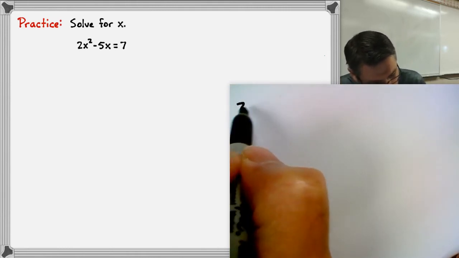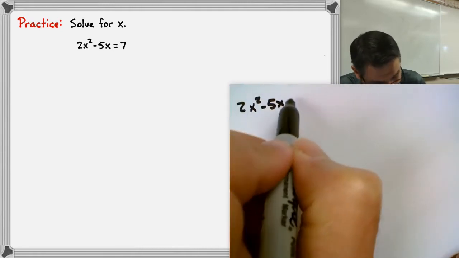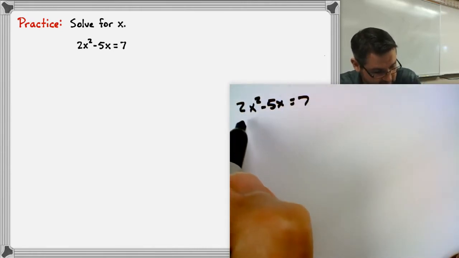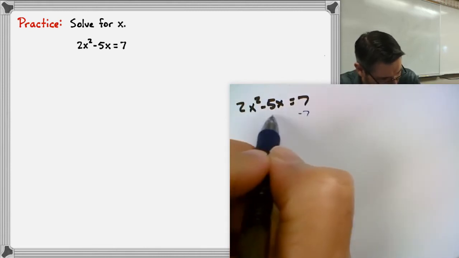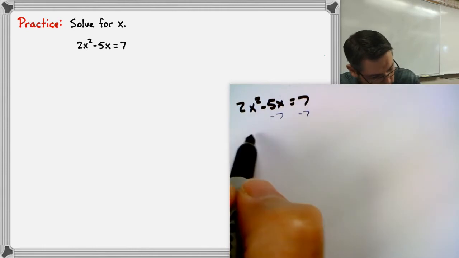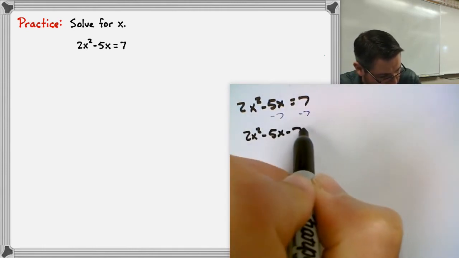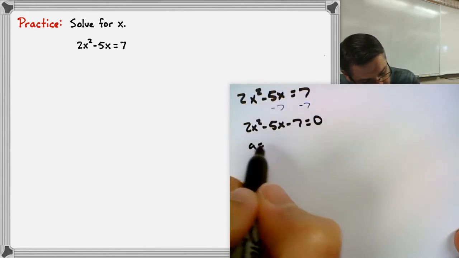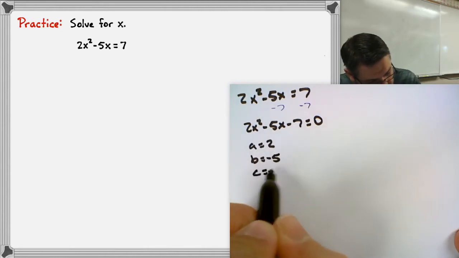All right, for this problem, number 1, we got 2x squared minus 5x equals 7. The first step is to get it equal to 0, so we're going to subtract 7 from both sides. And we'd end up with 2x squared minus 5x minus 7 equals 0. Then we identify our a, b, and c values. a is 2, b is negative 5, and c is negative 7.